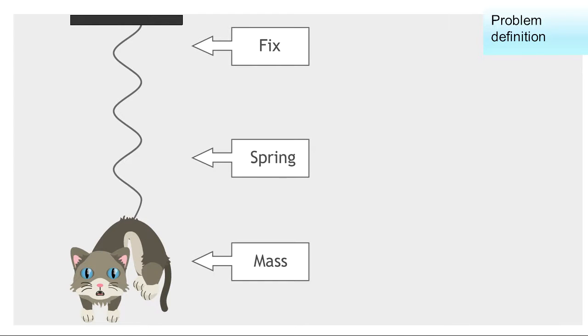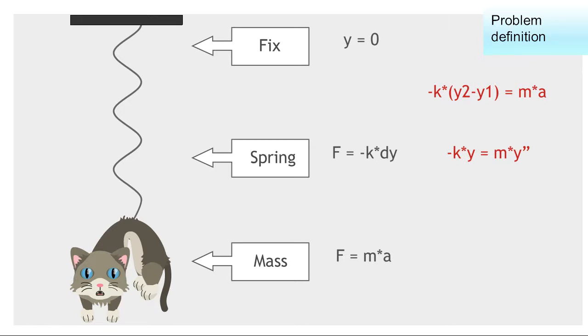The properties of a mass, kitten, are governed by Newton's equation. Force is mass times acceleration. Next, for the spring, we can write that the force is minus the spring stiffness times the position difference, that means the spring's elongation. And the fixed point just stays fixed at some position, for instance 0. Now we put it all together, where a is the double derivative of the position and y1 is the fixed 0 point. Okay, now we know what we would like to simulate.